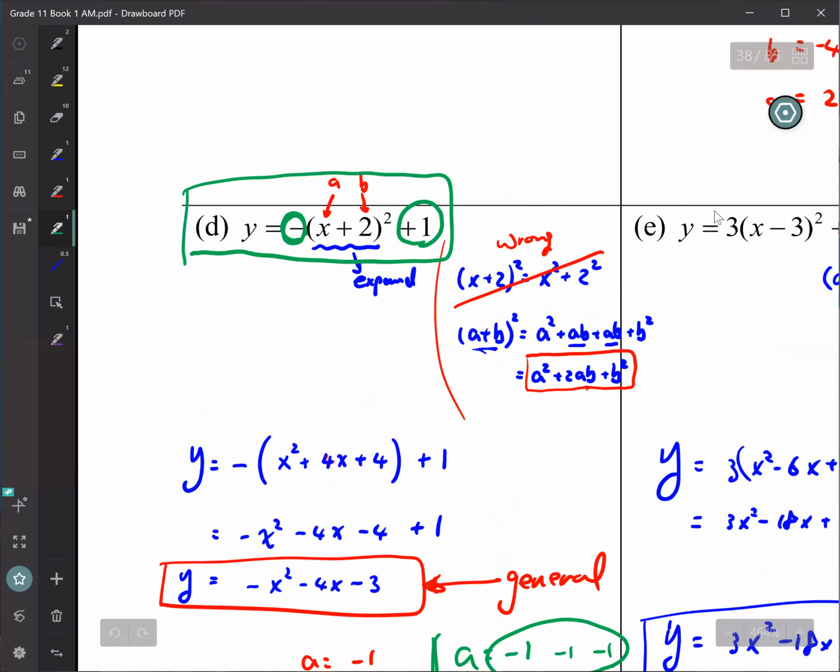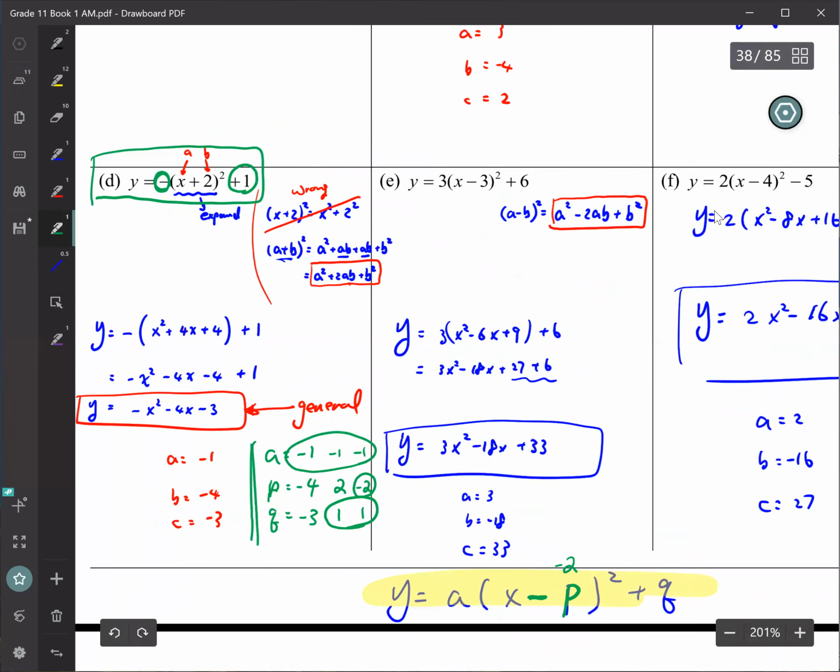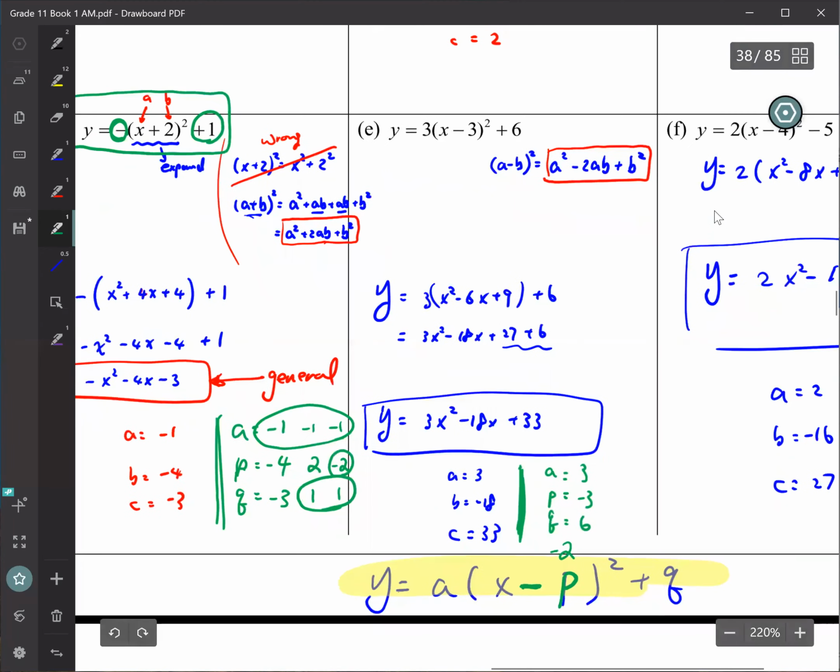Okay, so let's try one more time here, for question E now. Eric, what do you think the a, p, q is? A equals 3, p equals -3, and q equals 6. Okay, Aaron, how about you? What do you think?